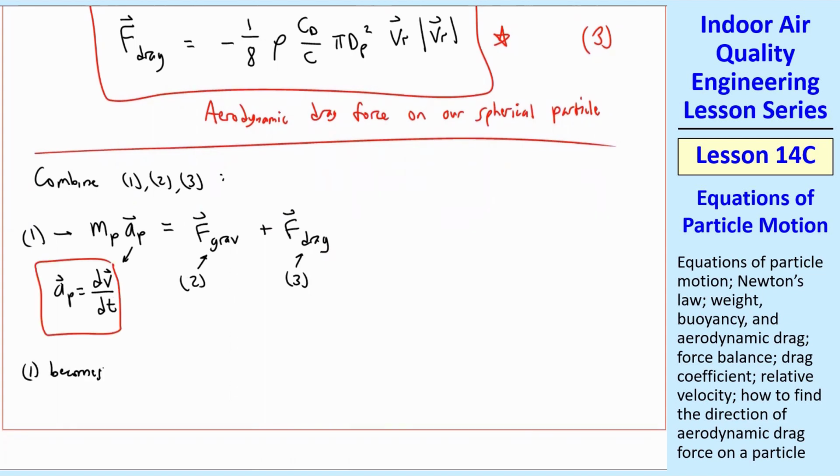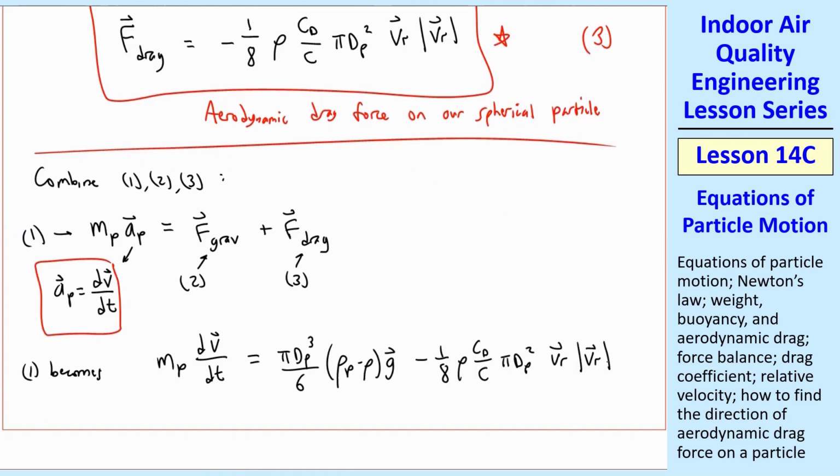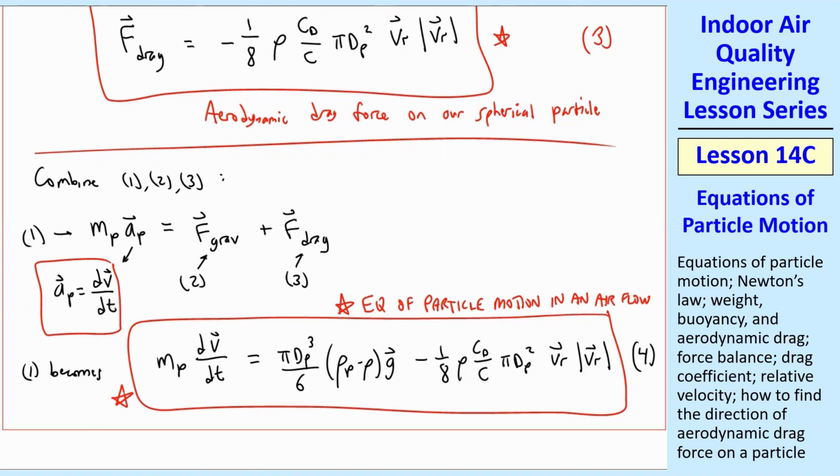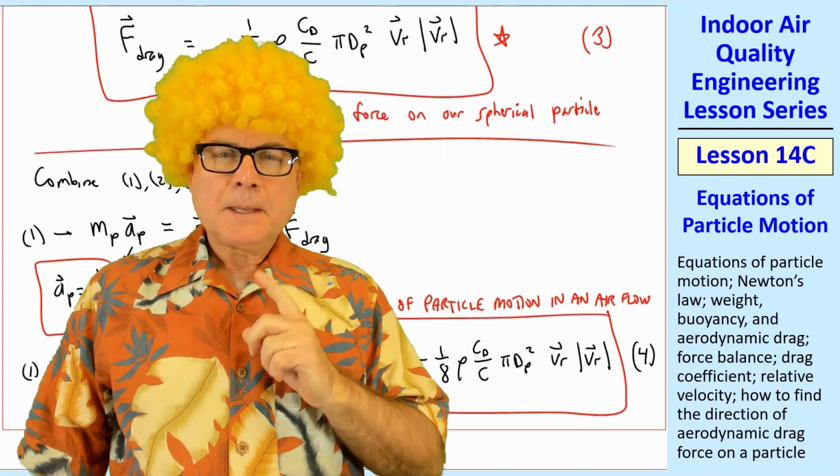So when we put all this together, one becomes mp dv dt, that's a vector, equal, now the gravity force, pi dp cubed over 6 times rho p minus rho times g, and then the drag force from the equation at the top there, minus 1/8 rho cd over c, pi dp squared, vr vector vr magnitude. I'll call that equation 4. And that's our equation of particle motion in an airflow.